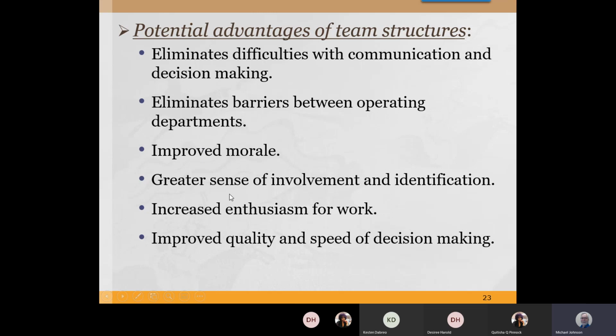So improving the performance, increasing the enthusiasm because people really feel like they're part of what's going on.